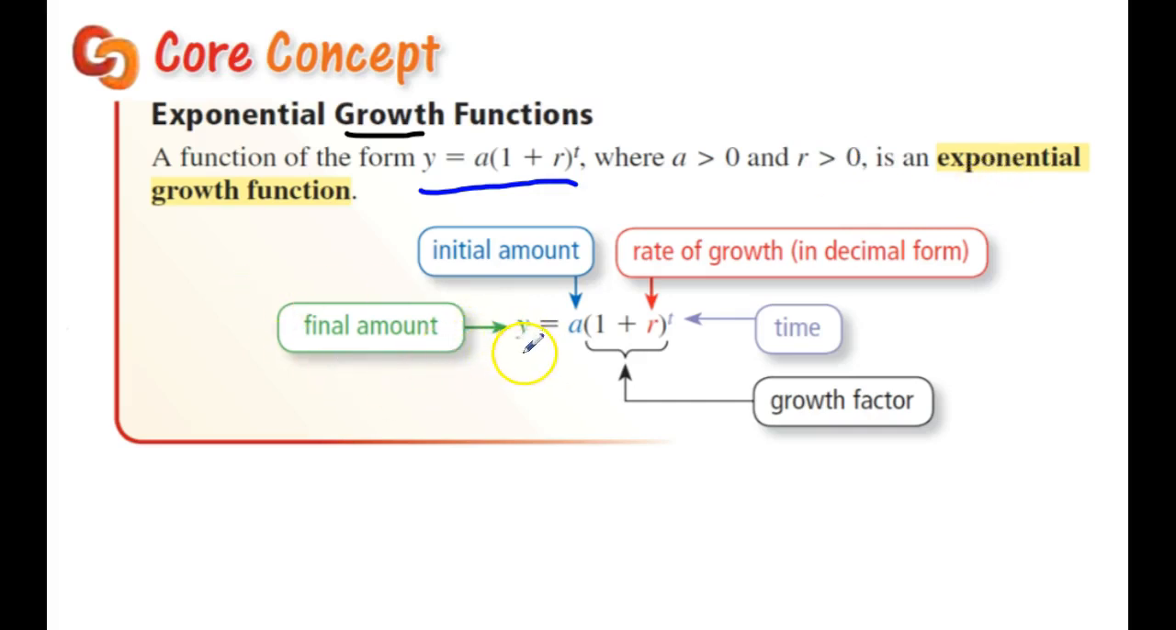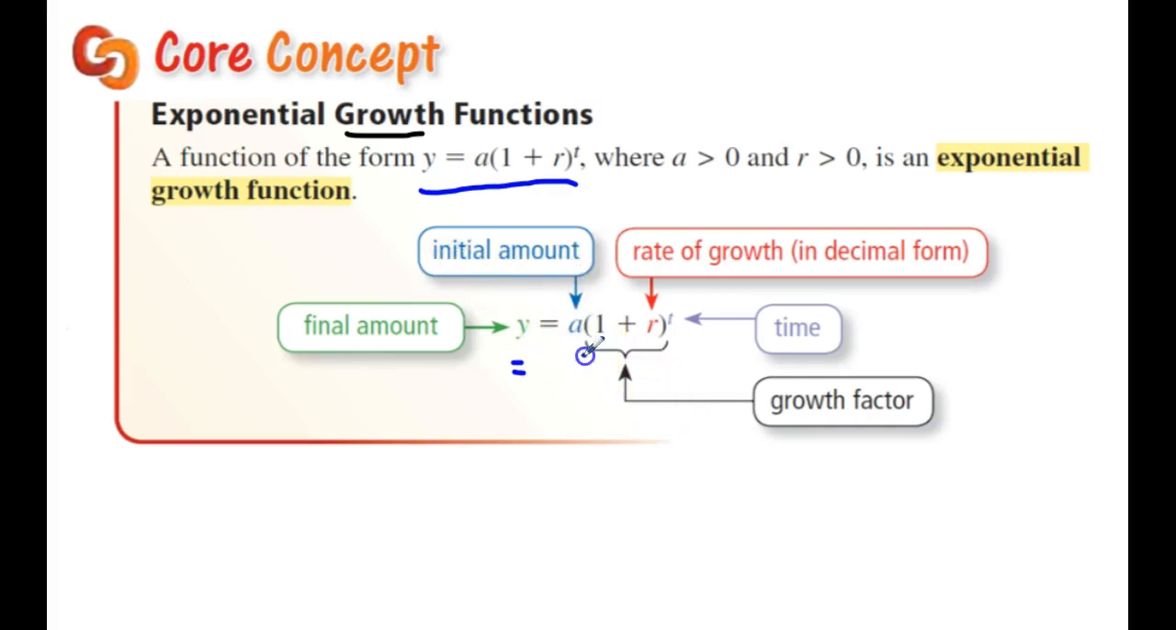So this y value is our final amount, right? If we're talking exponential growth, we can always think of population. So our final amount would be like, what's the new current population? A is where I start. That's my initial amount, is where I start.